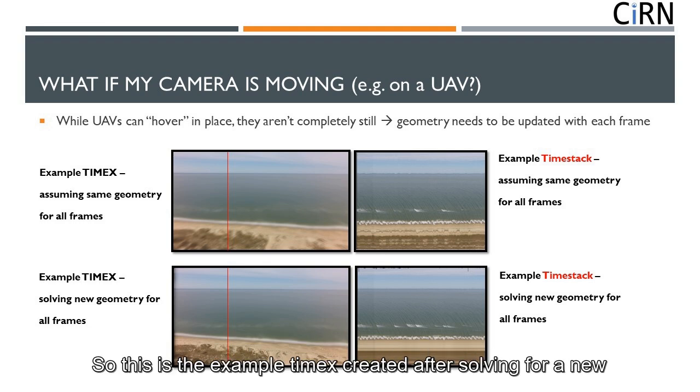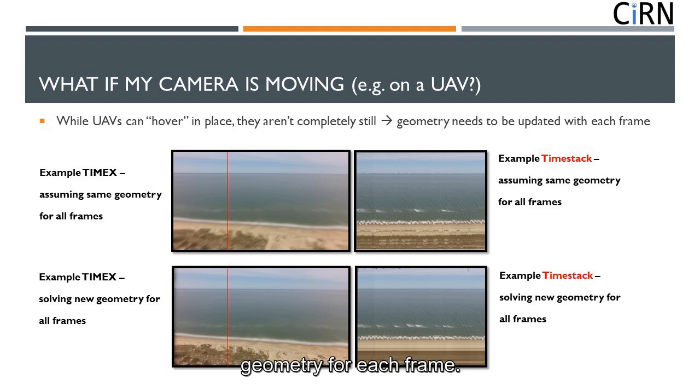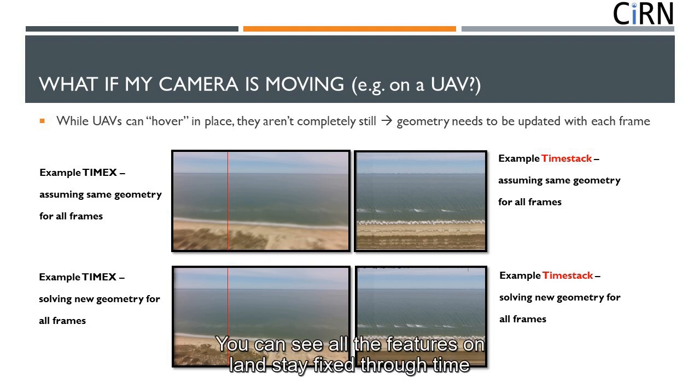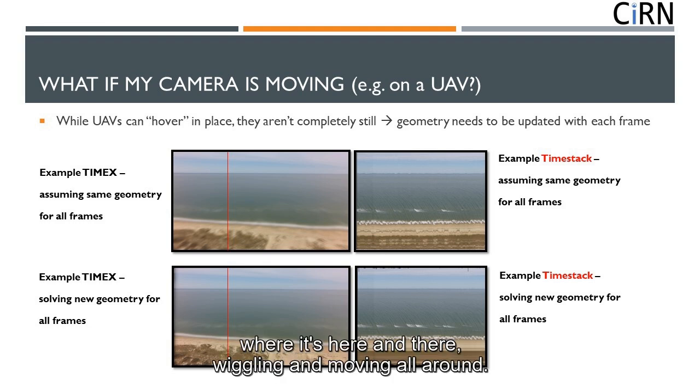So this is the example Timex created after solving for a new geometry for each frame. And then this is an example transect across both. You can see all the features on land stay fixed through time, whereas here they're wiggling and moving all around. Okay.